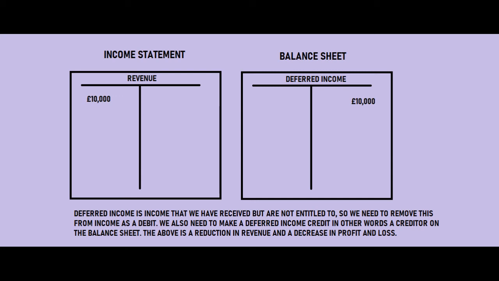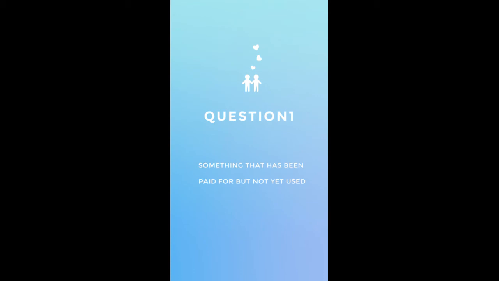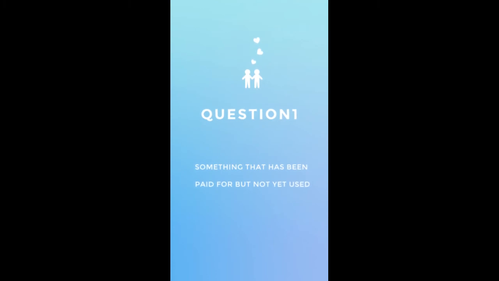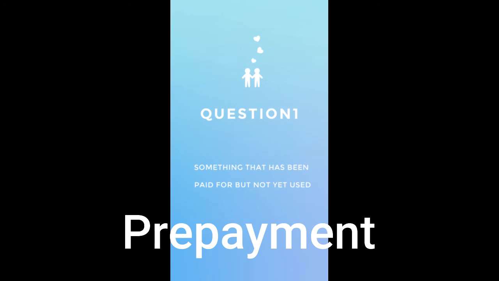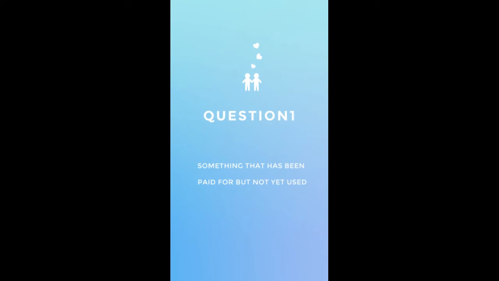So to recap here, let's just go through some questions. So question 1, just to test your knowledge. What am I describing out of prepayments, accruals, deferred income and accrued income if I'm asking you about something that has been paid for but not yet used? So the answer is a prepayment. So question 2, something that has been used but not yet paid for. So the answer here is an accrual.